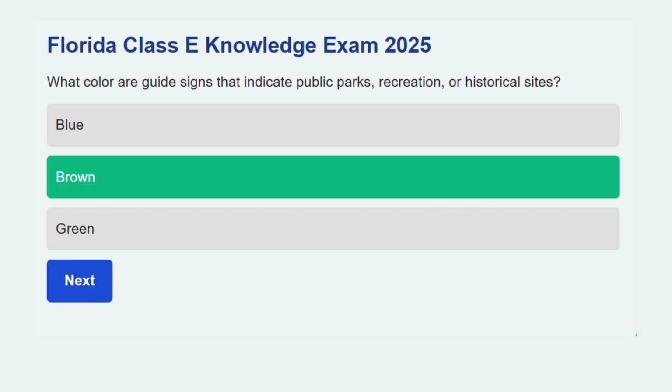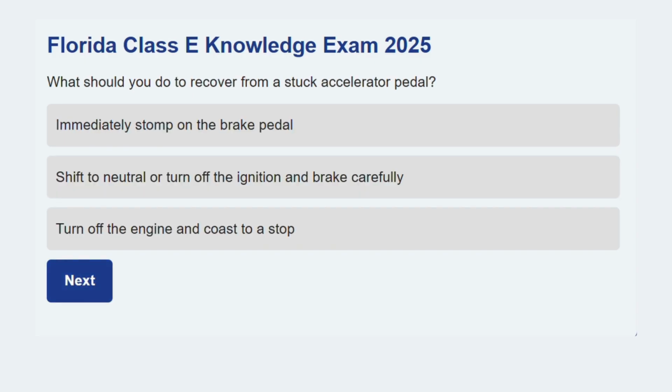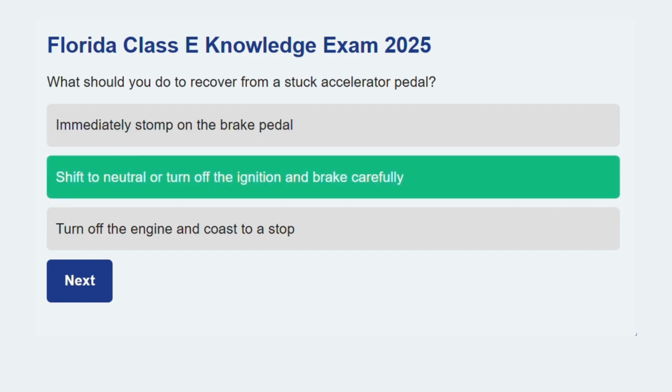Moving ahead. What should you do to recover from a stuck accelerator pedal? Shift to neutral or turn off the ignition and brake carefully. Putting the car in neutral removes power from the engine, allowing you to stop safely.